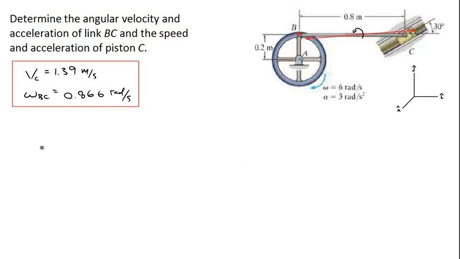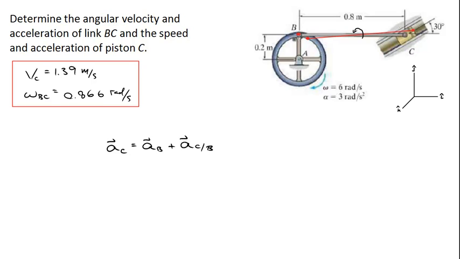So I've cleaned up the equations and moved the answer to the upper right because we're going to need that for the second part of the problem, where we find the acceleration and the angular acceleration of link BC. So just like I did with the velocity, I can say that the acceleration of point C is equal to the acceleration of point B plus the acceleration of point C with respect to B.